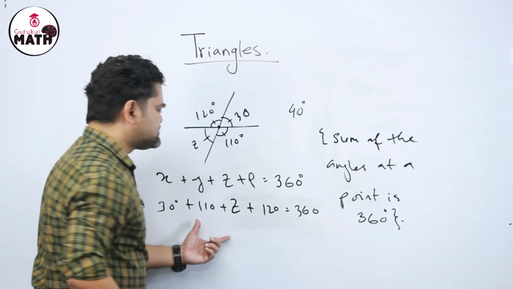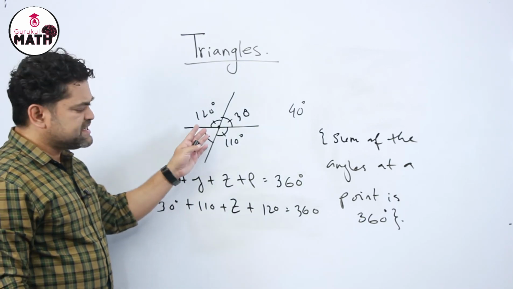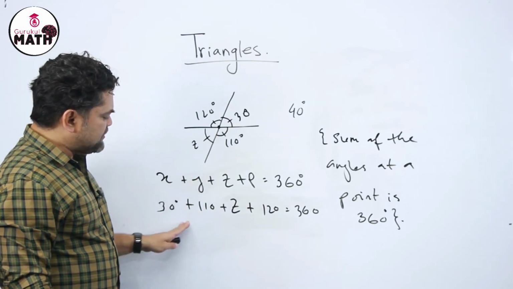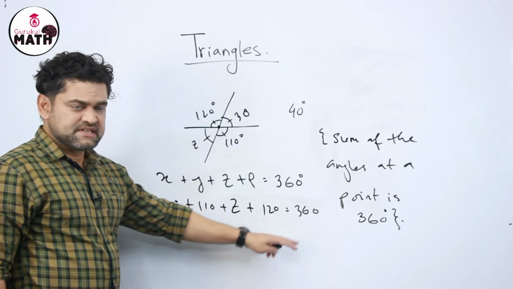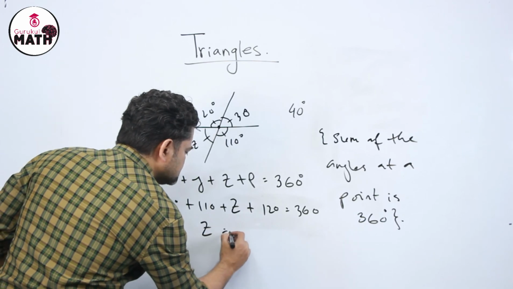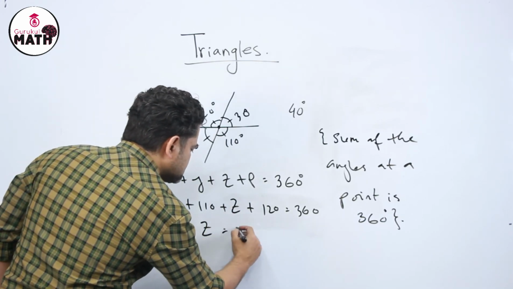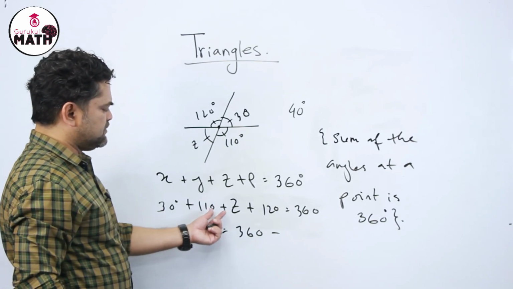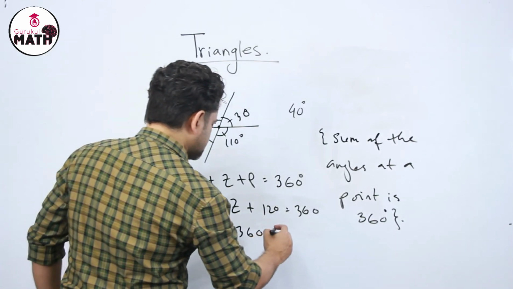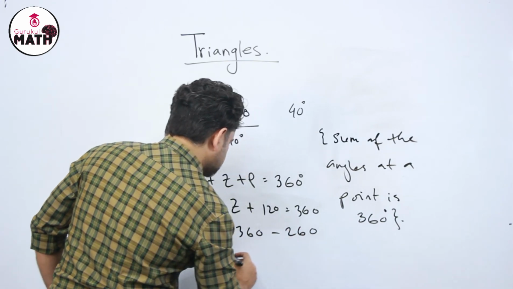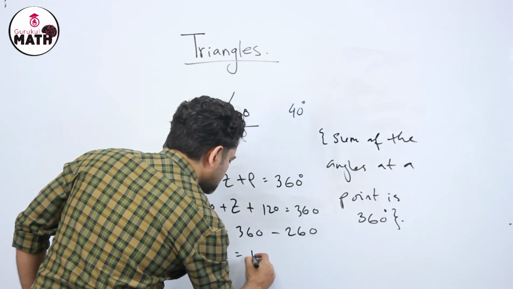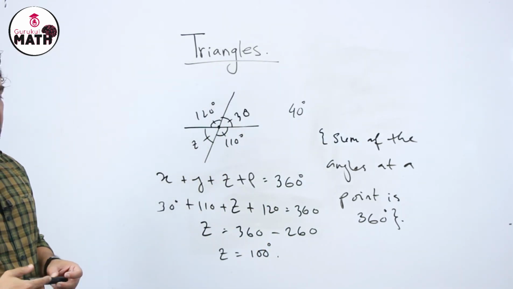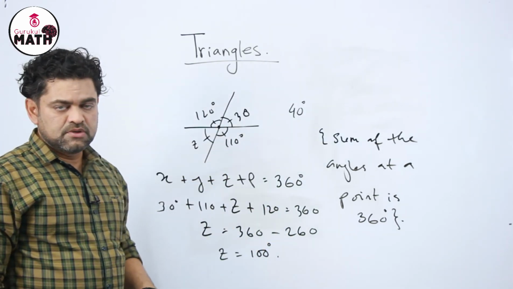Then I can sum up all these 4 angles. It might be 6 angles, it might be 3 angles, it doesn't matter, okay. So if I sum up these 4 angles, it will come what? 360 degrees. So I can sort it out by adding this up, that z equals 360 minus 30 plus 110 is 140, 140 plus 120 is 260. So minus 260. So z is coming here 100 degrees. I hope you understand about the circle problem too.